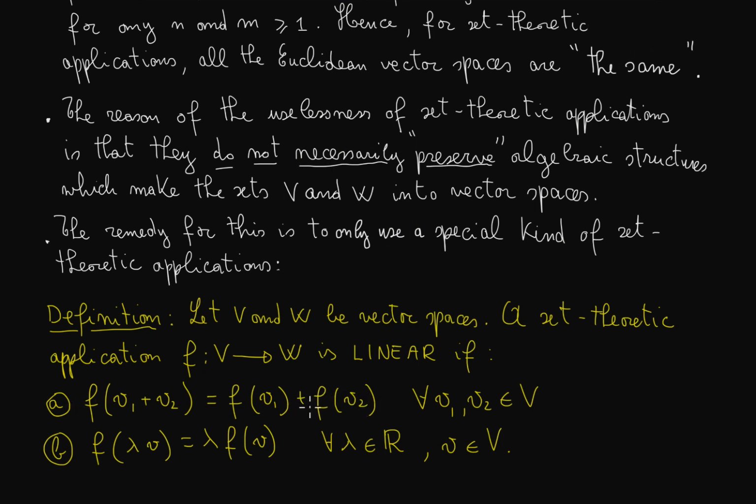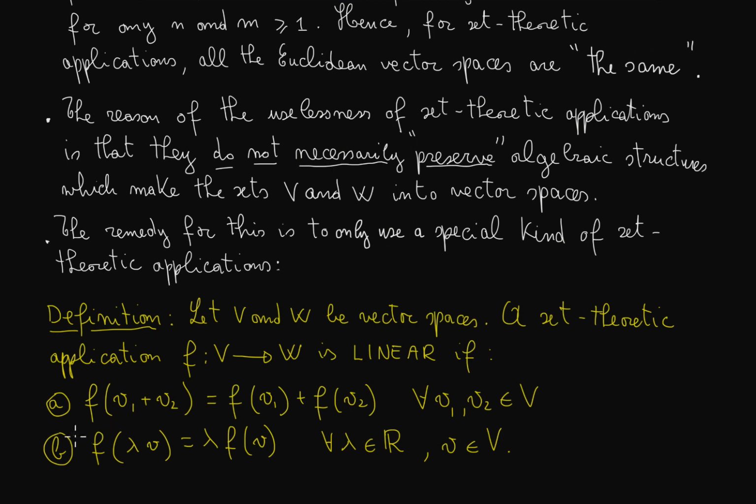This is called the linearity of f with respect to the sum. This is what it means to respect the summation algebraic structure of v and the summation algebraic structure of w. Notice that the first sum on the left hand side is taken in v, and the sum on the right hand side is the summation defined in w. By this we mean respecting the summation structure of both vector spaces.